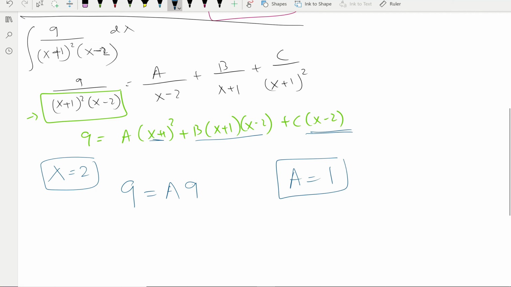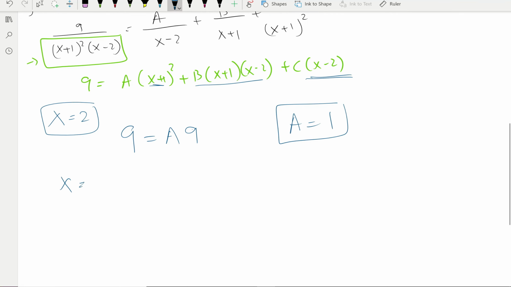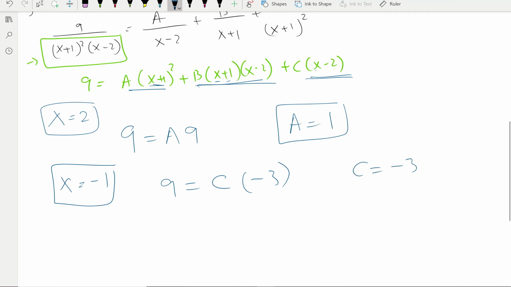Oh, nice. And then let's use x equals negative 1 so that we can find C. So the left-hand side is 9. This term vanishes, the B term vanishes because negative 1 plus 1 is 0. So C times (negative 1 minus 2) is minus 3. So C is going to be 9 over negative 3, which is negative 3. Perfect. Now we want to find B.